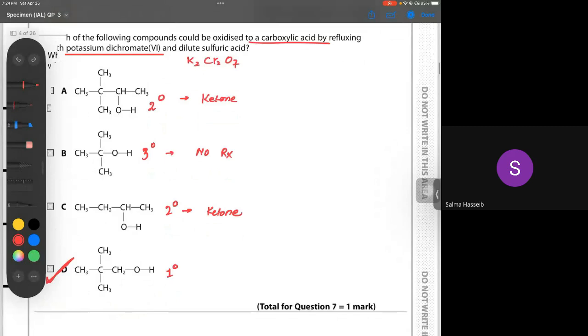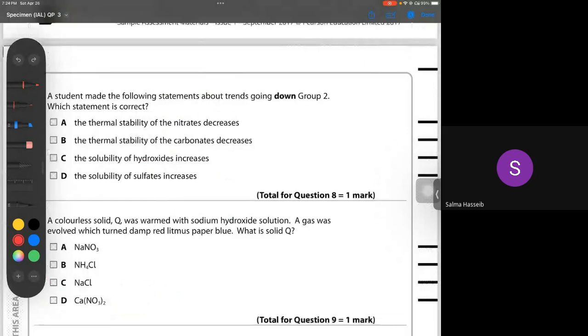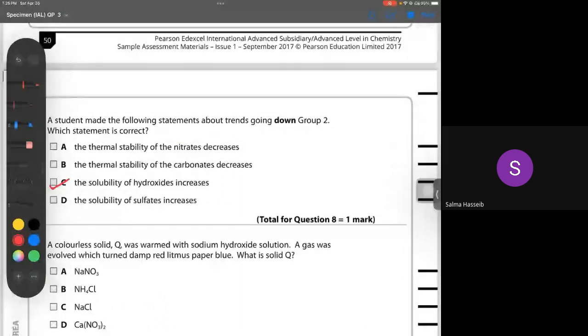A student made the following statements about trends going down group 2. Which statement is correct? The thermal stability of the carbonates increases. I told you regarding the solubility and also the thermal stability. The thermal stability of nitrate and carbonate increases, the solubility of group 2 hydroxides increases, and the solubility of group 2 sulfates decreases. These are the four statements that you need to memorize.